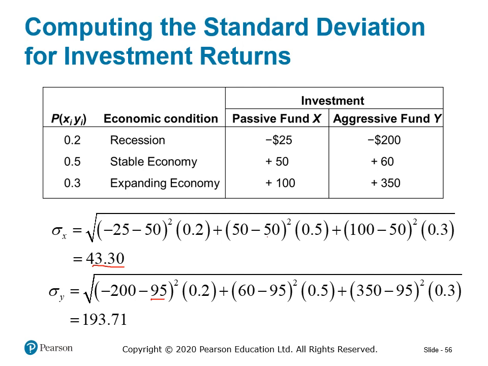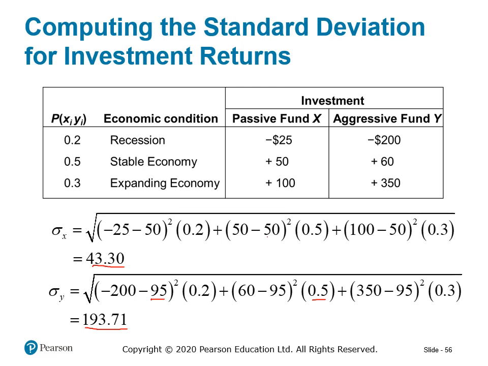So 200 minus 95 squared, so that's 295 squared times the probability of recession, 0.2. Here I have 60 minus 95. That is negative 35 squared times 0.5, the probability of a stable economy, plus 350 in an expanding economy minus 95 squared. So this is basically 255 squared times 0.3. I add up all these and I take the square root and I get 193.71. So the standard deviation for Y is 193.71.